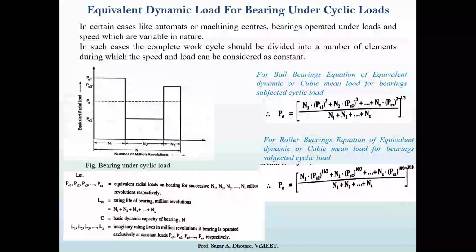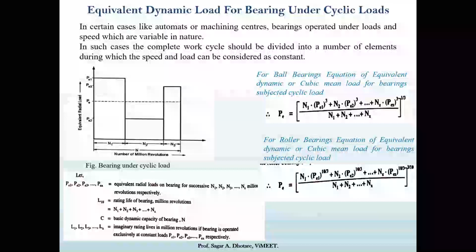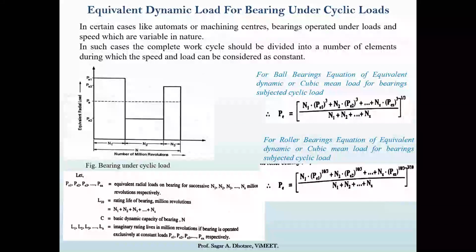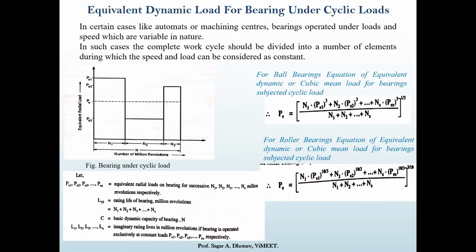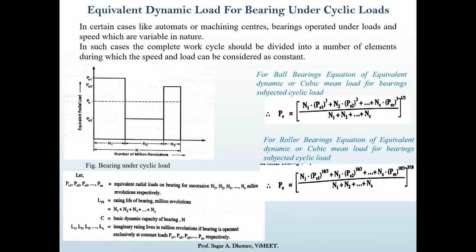In each segment, the load carrying capacity is different, and the speed is different for each stroke. One cylinder has suction, the second has delivery, the third has exhaust, and the fourth has expansion. So in each stroke there is variation, including variation in the speed. Now we need to convert this into a single equivalent dynamic load. How can we convert it? By using the equation provided over here.